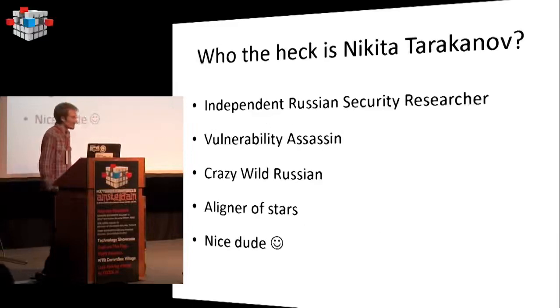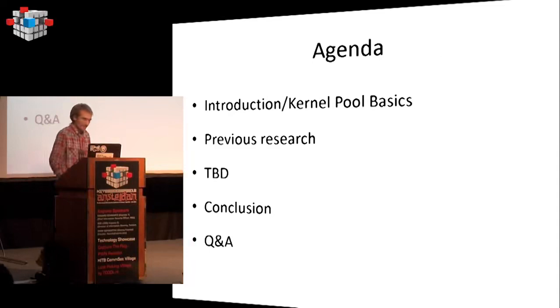First slide about me. On Twitter I have several aliases like Crazy Wild Russian, Line of Stars, but basically I'm just a nice dude. And I'm a homeless independent security researcher from Russia. Now, I have kind of a Russian special sense of humor. Okay.